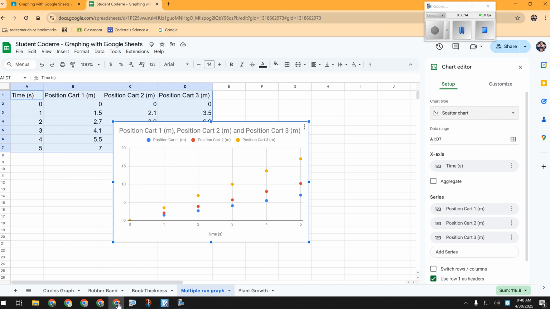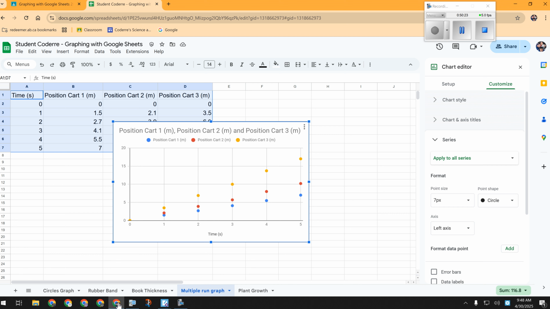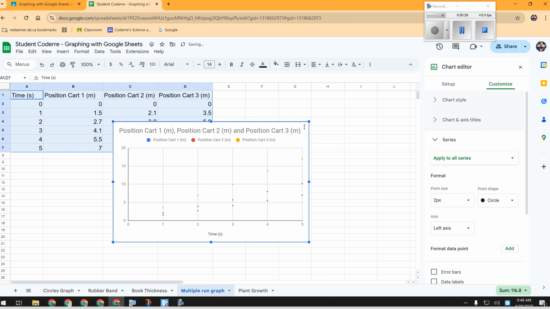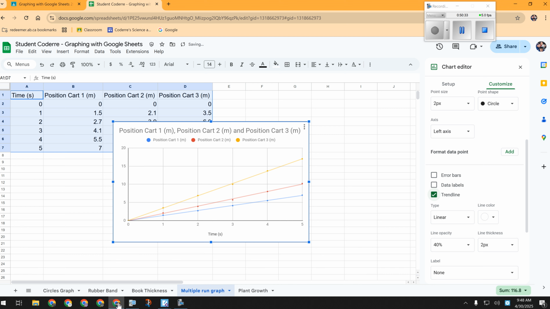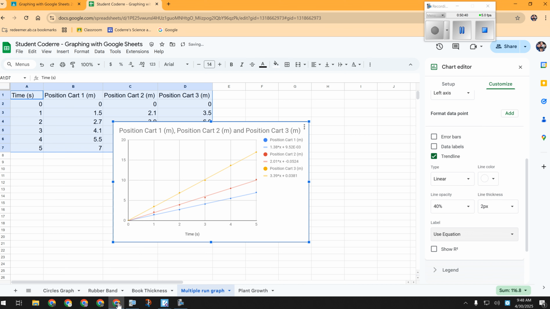Now I can go to customize and do the same thing we did for the other graphs. I need trend lines, I need equations for the lines. So I'm going to go to series, and I'm going to go apply to all series. Yep, that's good. I like making the points a little smaller. And then I'm going to go down to trend line. Boom. And I'm going to go to label and put in use equation.